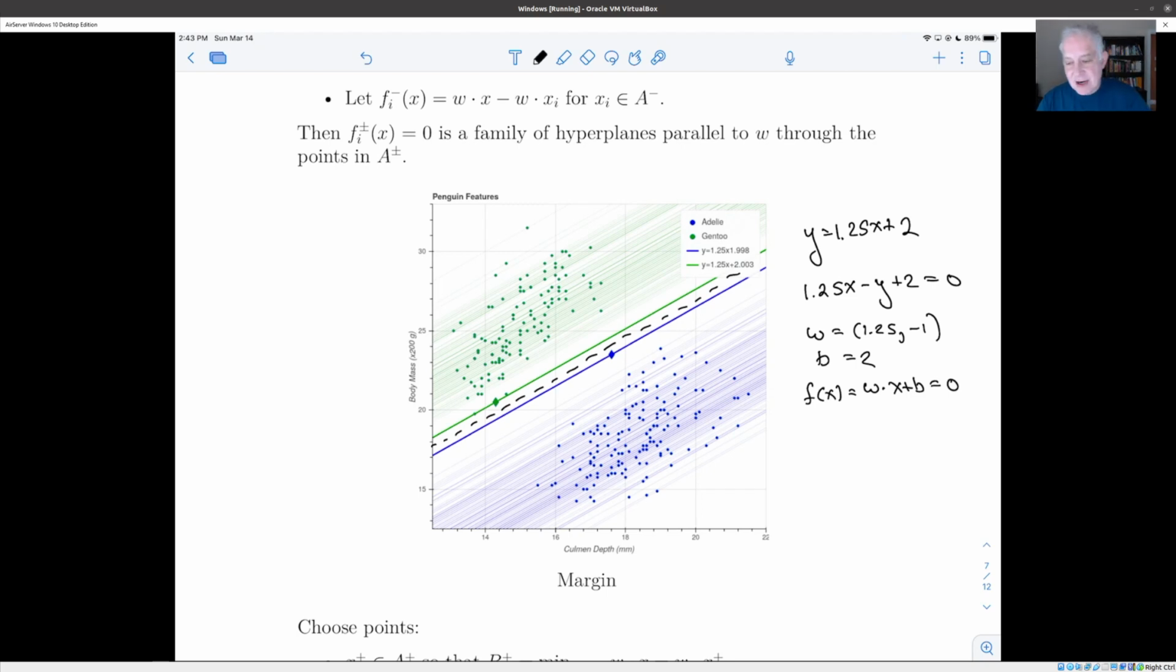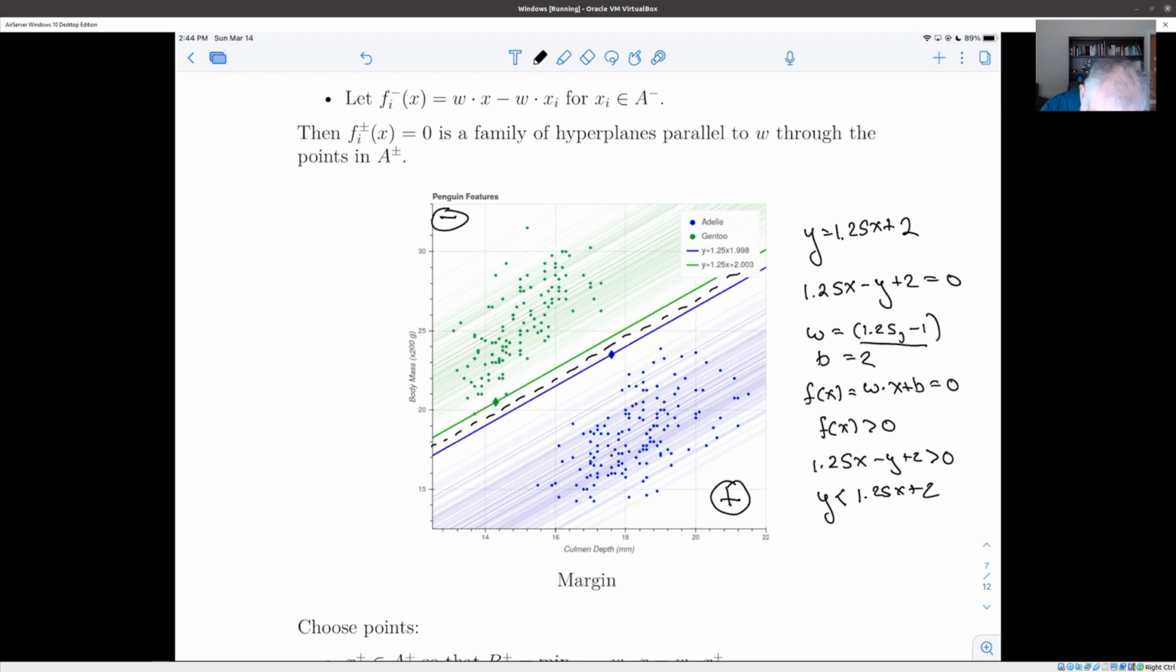But we have to be a little bit careful here, because what are the plus points and what are the minus points? Well, if we want to use this as our hyperplane, then f of x bigger than 0 means that 1.25x minus y plus 2 is bigger than 0. In other words, y is less than 1.25x plus 2. In other words, these are the plus points down here, the blue points. And the green points are the minus points. And the vector w, which is (1.25, -1), points this way.